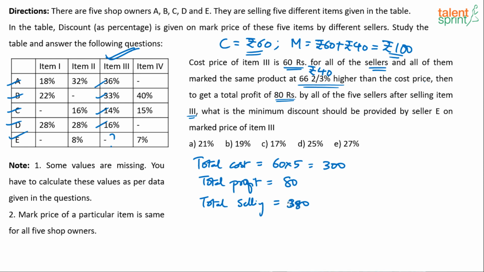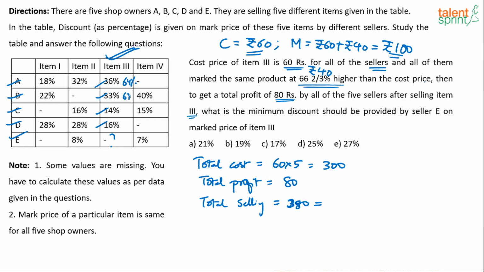Total selling price should be 380. Yes or no? Meaning selling price of A plus B plus C plus D plus E should be 380. Now how do you calculate selling price? See, selling price is marked price minus discount. If the discount is 36%, what is the selling price? 64%. You're getting it? Here the selling price is going to be 64%.